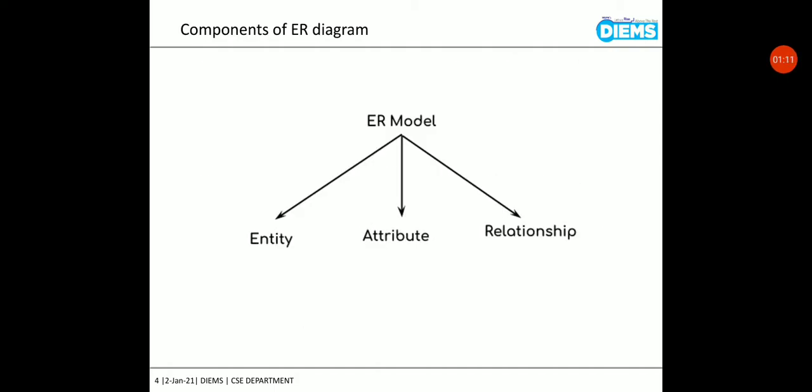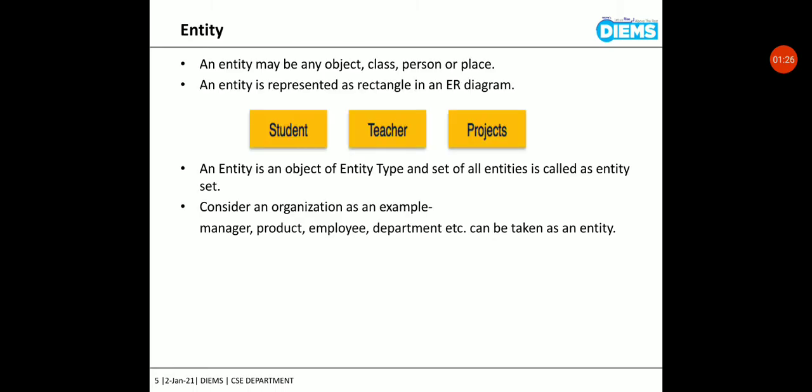Now, there are three different components for the ER diagram. These are entity, attribute and the relationship. We will try to see these components one by one. So the first component is the entity. Now what do you mean by entity?